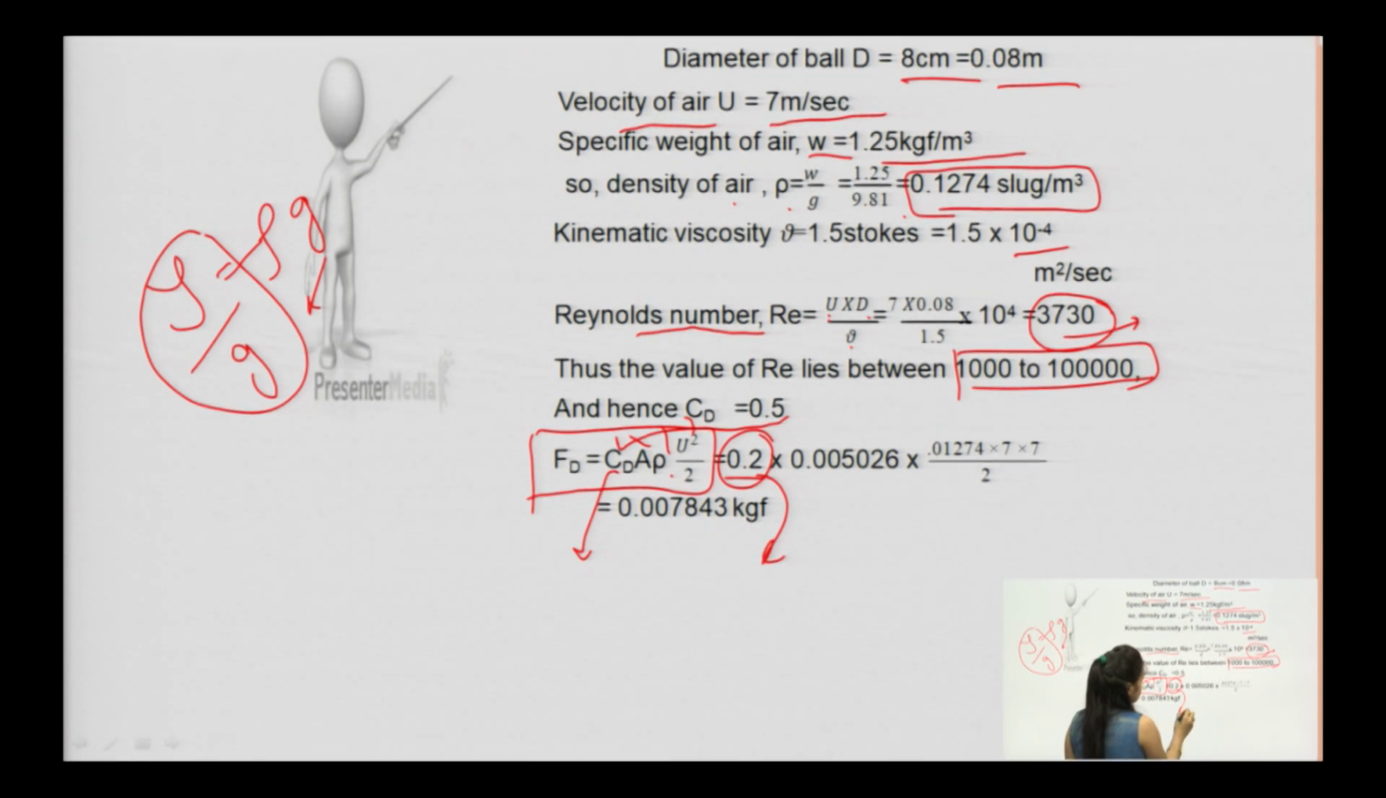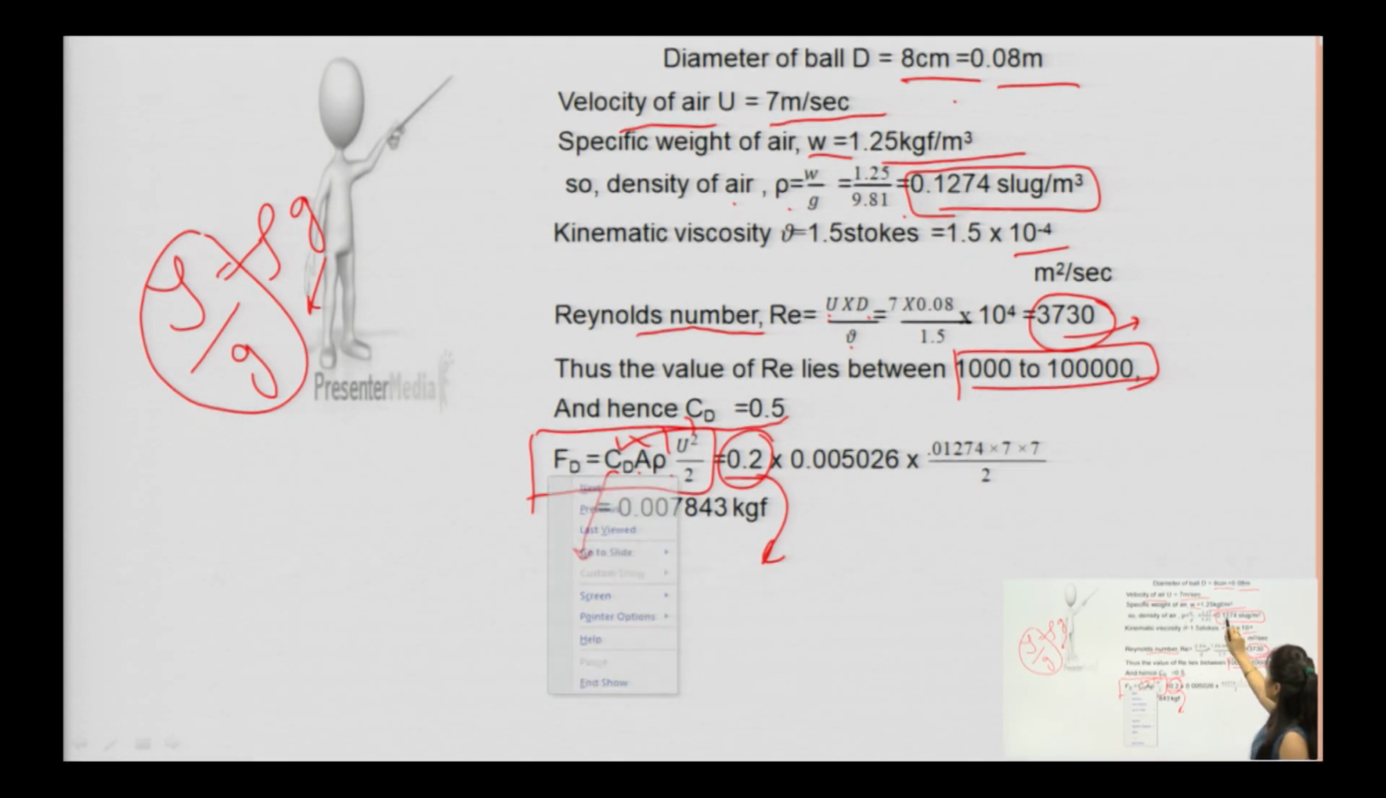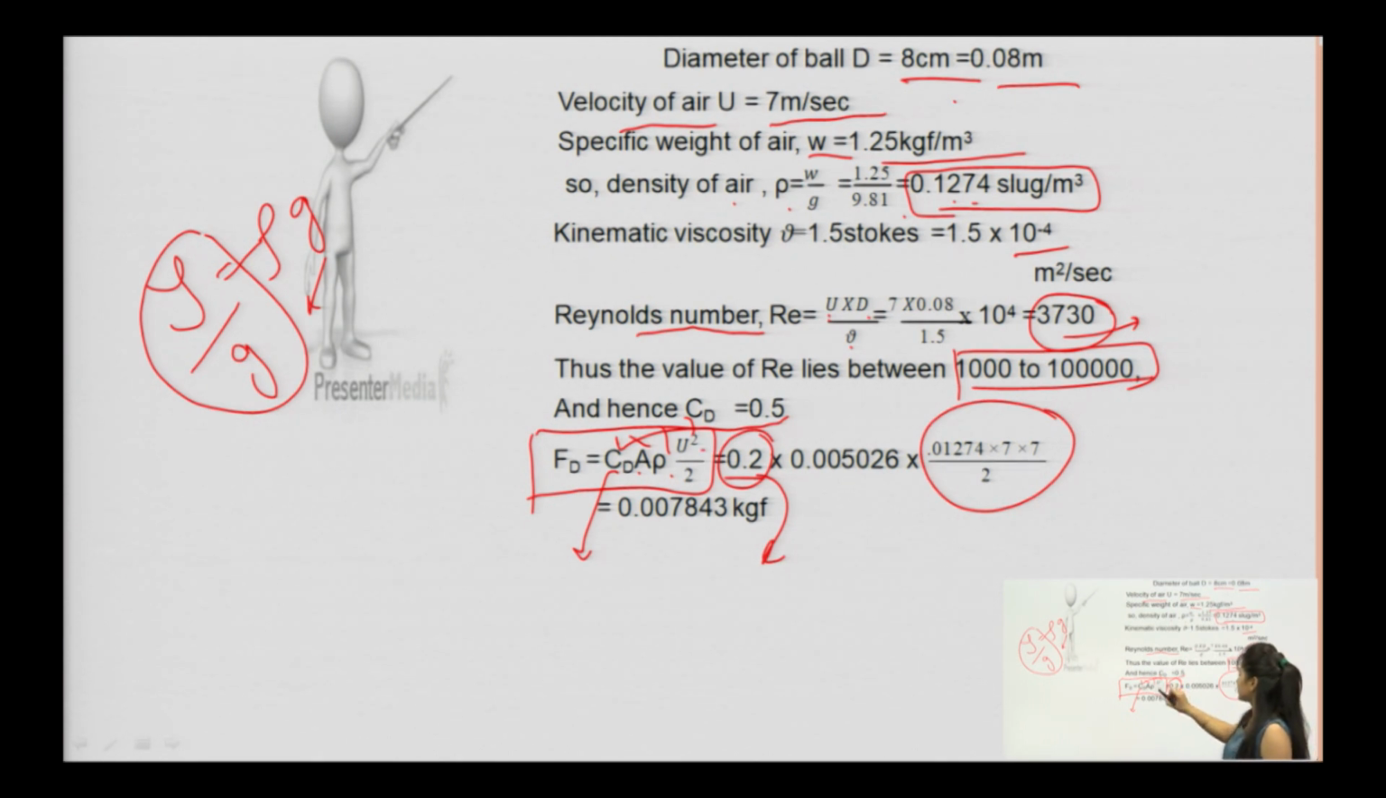Now, everything is known to you, that is CD as 0.5, and then area with the help of diameter, you can see sphere, diameter you can calculate, then again density you have calculated as 0.1744, this value you can see, and then velocity is always given to you, 7 squared by 2. After calculating this value you are getting it in terms of kgf, that is 0.00 into 7843 kgf. This is how we have calculated drag force.